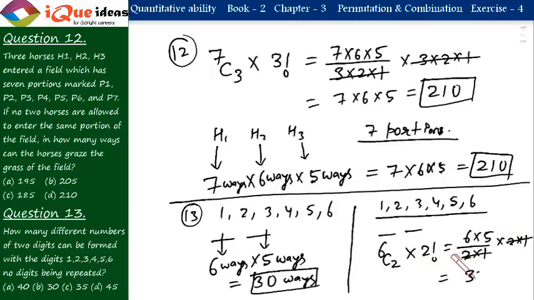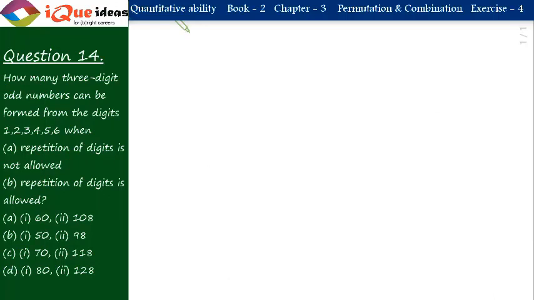So 30 numbers are possible. Okay. Now let's take up the next question, question number 14. It says how many 3-digit odd numbers can be formed from the digits 1, 2, 3, 4, 5 and 6.